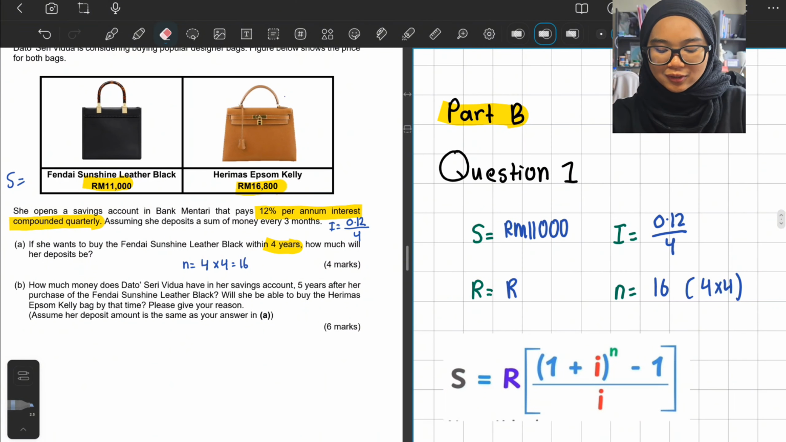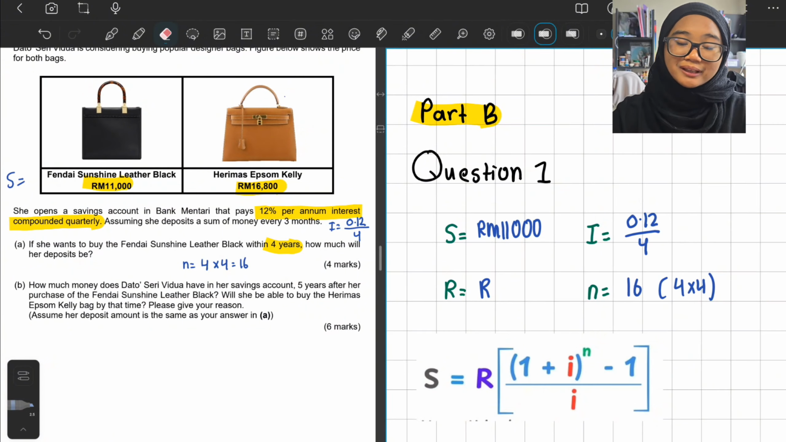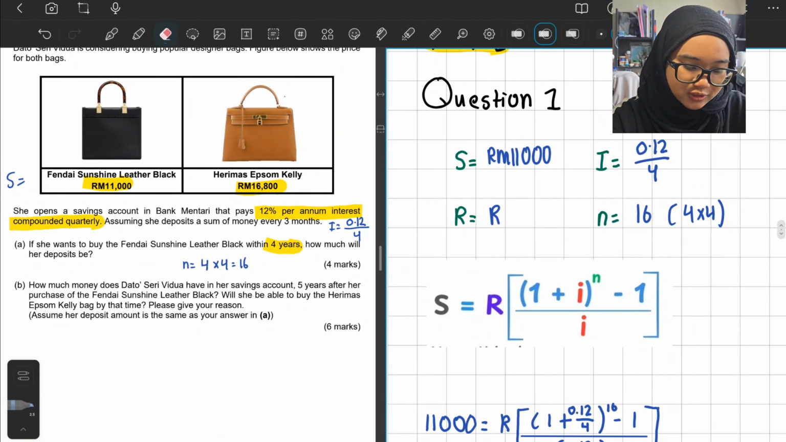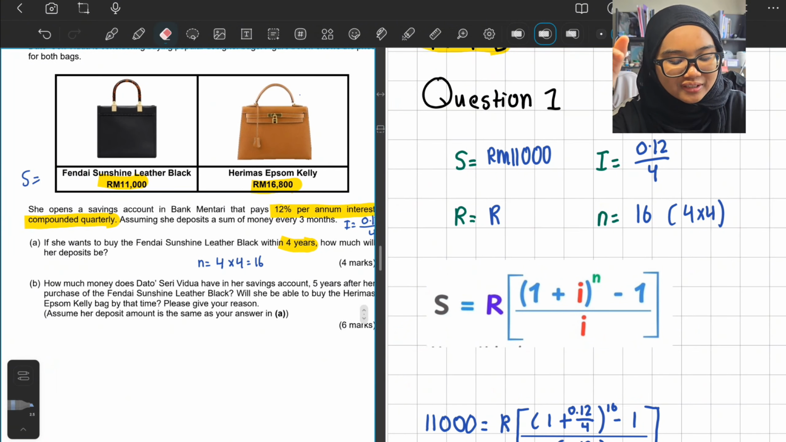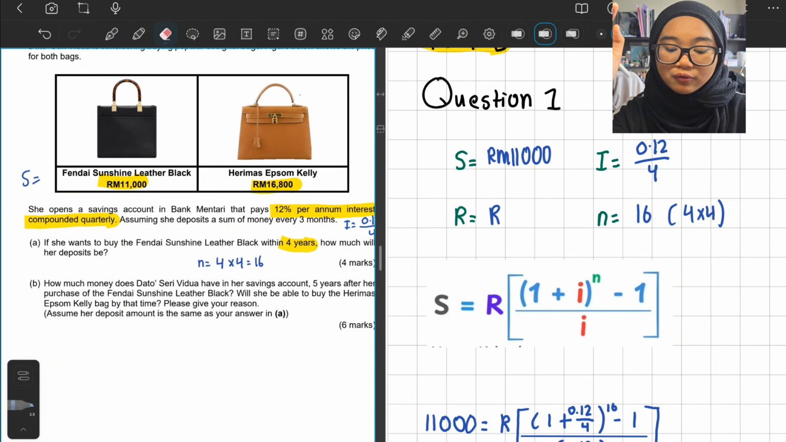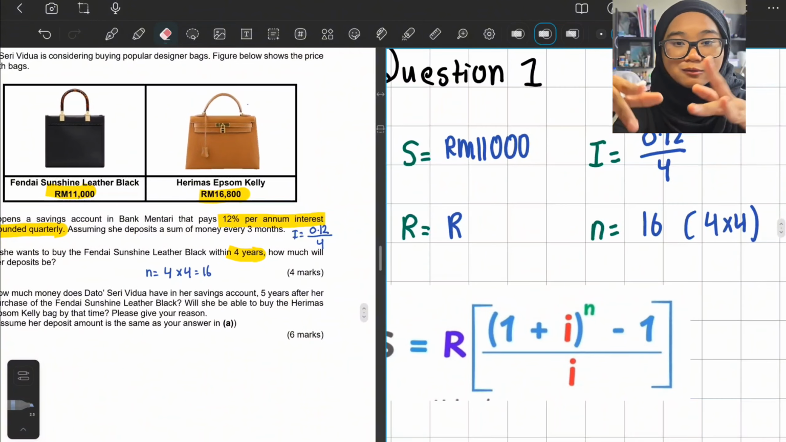jot it down, so it's going to be easy for us to answer the question. So for the S, we take the 11,000 ringgit, because from the question, she only said she wants to buy the Fender Sunshine Leather Black. So we just take the 11,000. And for R, we just put it as R itself. And for the I, 0.12 over 4. And for the N it is 16, which is 4 years times 4 times.